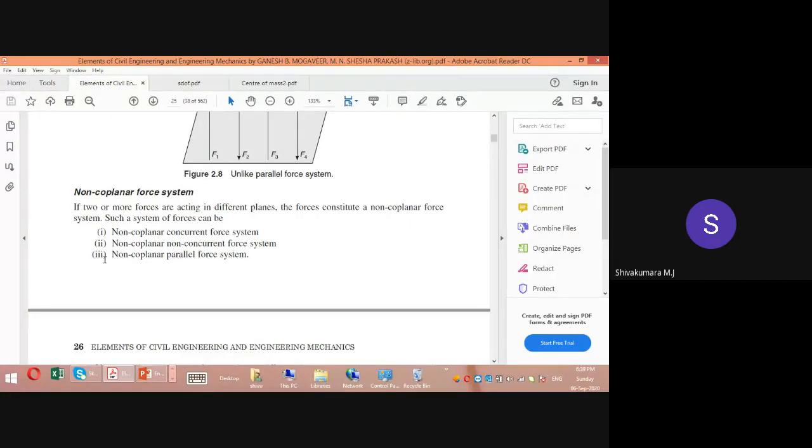Okay, so first, when it comes to non-coplanar, it is mentioned. Srinidhi, what does non-coplanar mean?